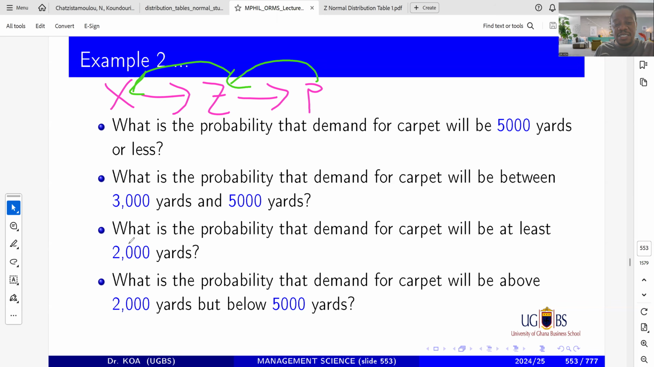So if we check this next one, at least 2,000, I'm not going to do it, but I'm going to show you the drawing. We are going to do at least 2,000. You see the symbol for at least is greater than or equal to. Then the last one, you see that we also have above 2,000 but below 5,000. We'll also draw that one. So first, let's look at at least 2,000.